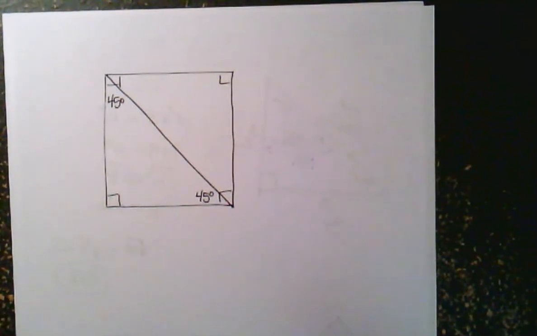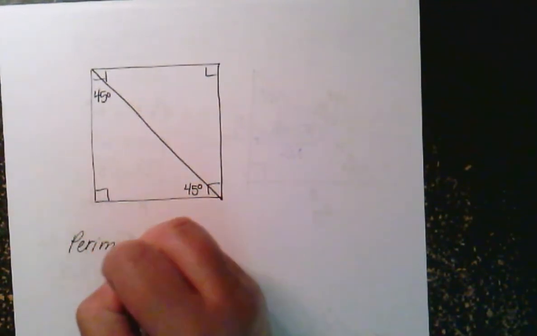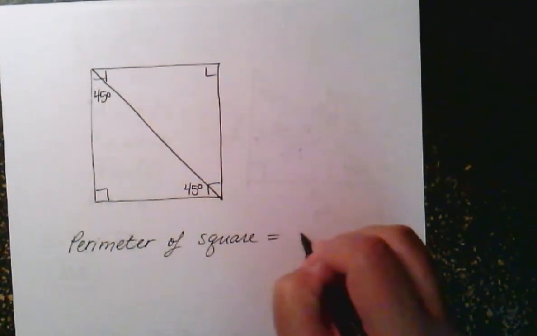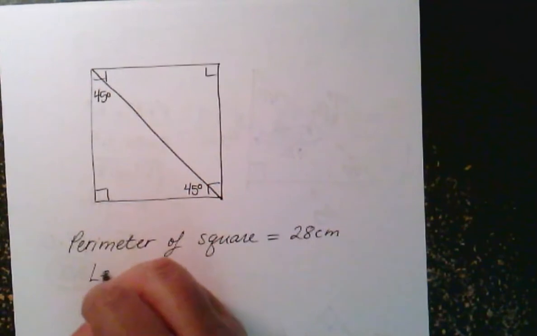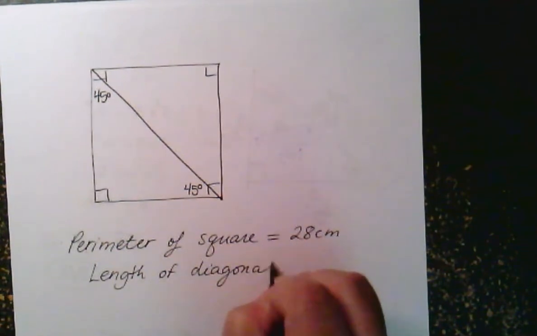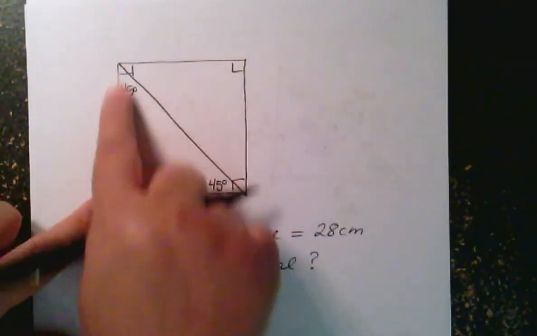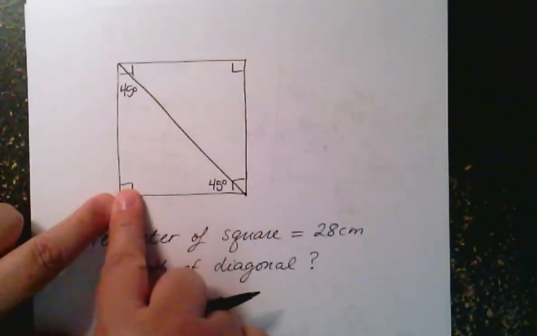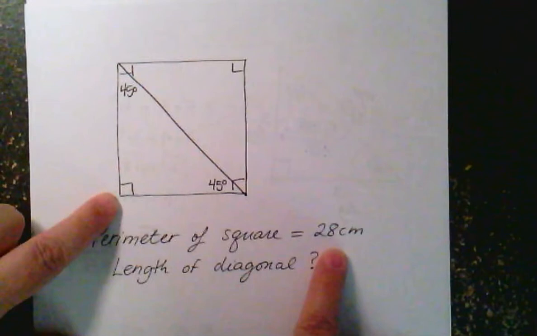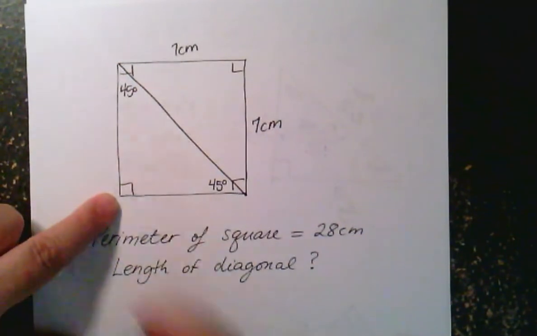Okay, but let's do one a little bit more complicated. What if they said the perimeter of the square was 28 centimeters, and they want me to find the length of the diagonal? Well, I have to think about what it means that the perimeter of the square is 28 centimeters. Perimeter means all the way around. There are 4 sides. So if I'm adding up all 4 sides and getting 28, then 28 divided by 4 will tell me what one side length is. Okay?